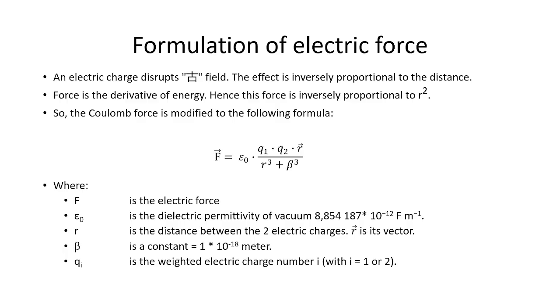Formulation of electric force. An electric charge disrupts the gu field. The effect is inversely proportional to the distance. Force is the derivative of energy. Hence, this force is inversely proportional to r to the power square. So the Coulomb force is modified to the following formula.